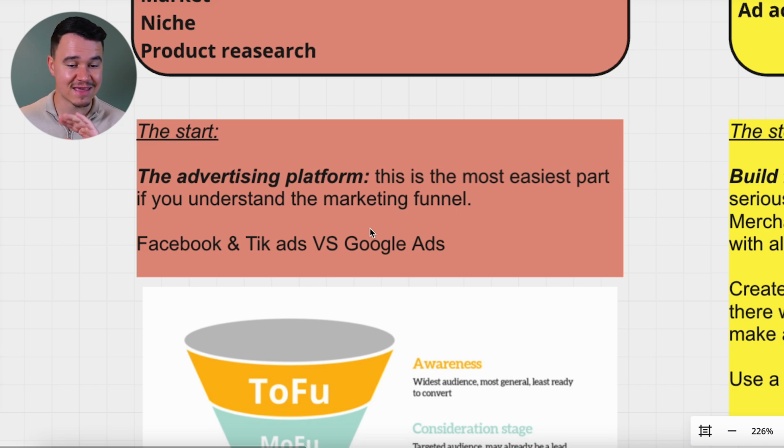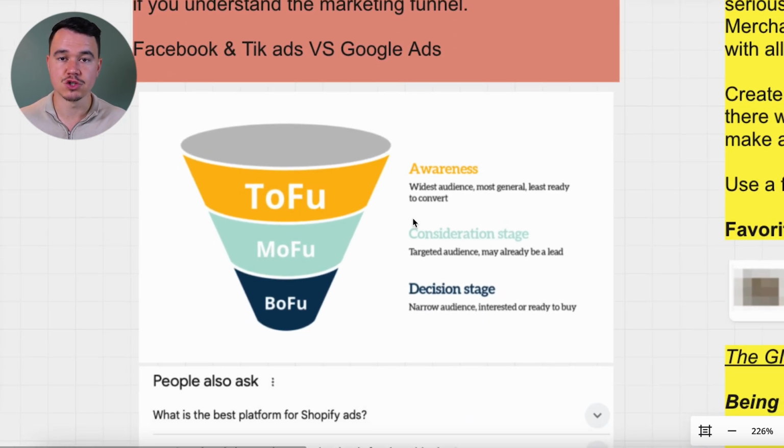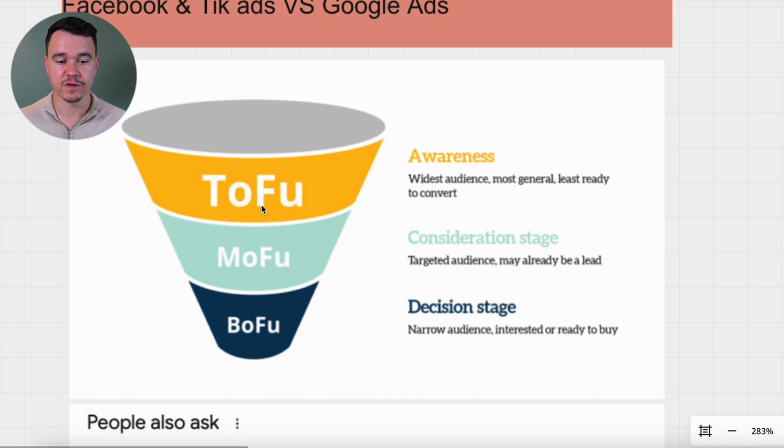This is the easiest part if you understand the marketing funnel, because you have Facebook and TikTok ads versus Google ads. As you guys know, I only run Google ads for my dropshipping stores, and you guys just saw this is a money printer method. So why do I do this? Well, because I do understand the marketing funnel. Top of funnel, you have awareness. Middle of funnel, you have the consideration stage. And bottom of funnel is the decision stage. This is where all the conversions happen.